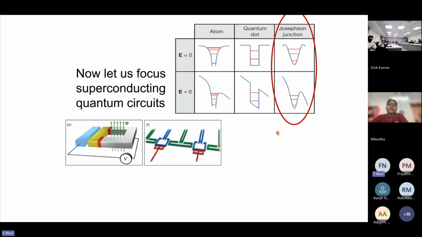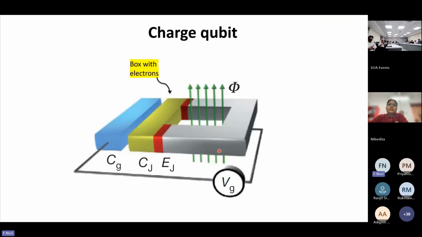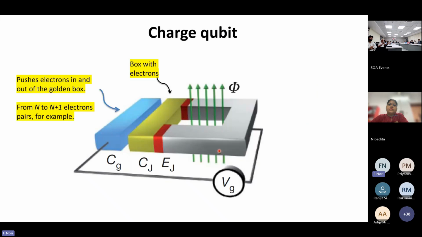Now, let's focus on this one here and not on atoms and semiconductors. This is called a charge qubit, a different type. You can stack them in groups like this for chips. So in this case, there is here a box with electrons. This capacitor here is pushing electrons in and out of the golden box. You can have from n to n plus 1 Cooper pairs, and this corresponds to your 0 and 1, the ground and excited states. So you have here a control, which is the electric knob and the magnetic knob. So you have 2 knobs.